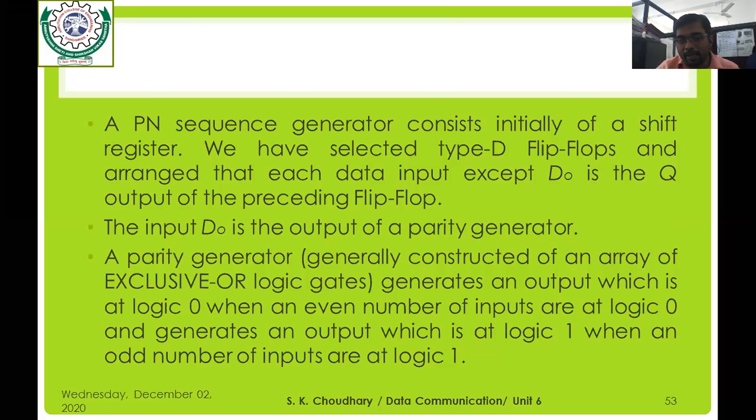What is the parity generator? A parity generator is generally made up of XOR gates. It generates an output at logic 0 when an even number of inputs are at logic 1, and generates an output at logic 1 when an odd number of inputs are at logic 1. So depending upon the even or odd number of inputs, the output of the parity generator varies between logic 0 and logic 1.